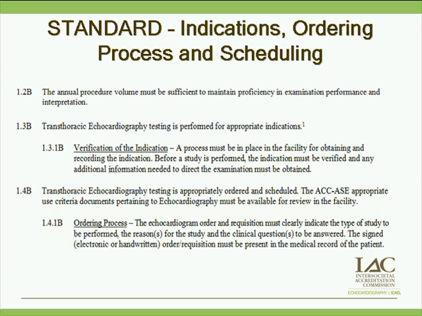Ordering process. The echo order and requisition must clearly indicate the type of study to be performed, the reason for the study, and the clinical question to be answered. Okay, all very straightforward here. You have to know why you're doing the study and what type of study you're to do. The signed order, and it can be either electronic or handwritten, must be present in the medical record of the patient.